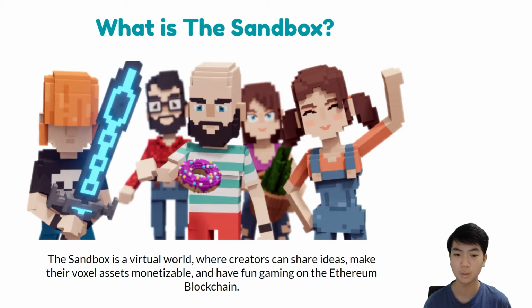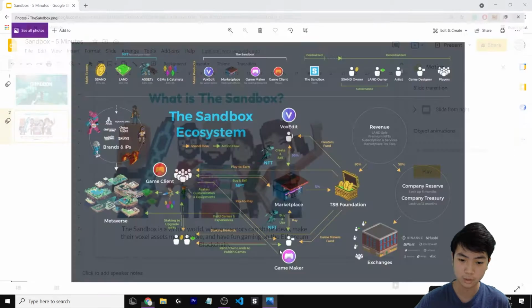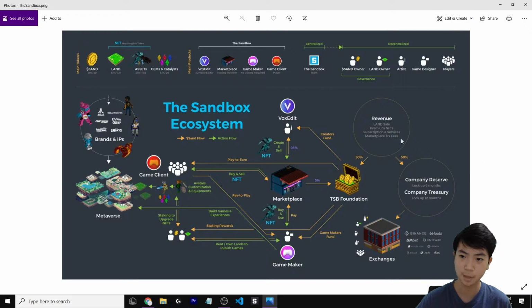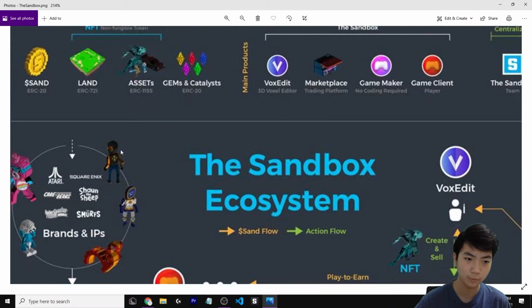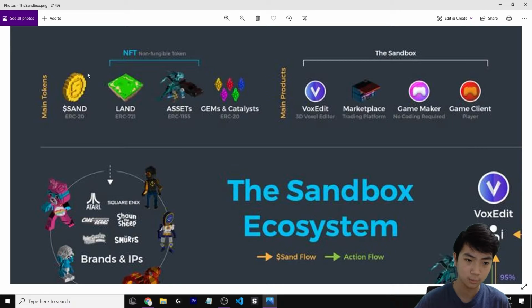Okay, now once we know what The Sandbox is, let's look at it in further detail. So here is a map of The Sandbox. It might look a little complicated, but I will explain it to you. So let's look at this top row first. There are the main tokens. There is the SAND, which is the currency. There is LAND, which is kind of like in real life. There you can buy, sell, or rent land. There are assets, which are basically 3D models of things. There are gems and catalysts, and I'll explain those later.